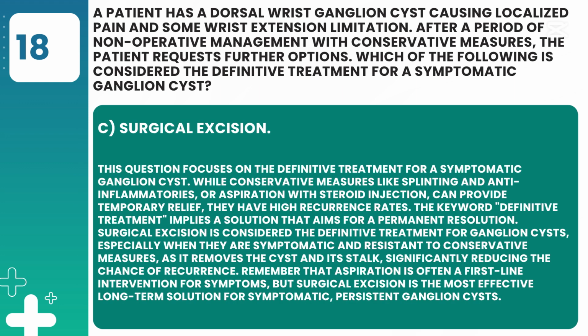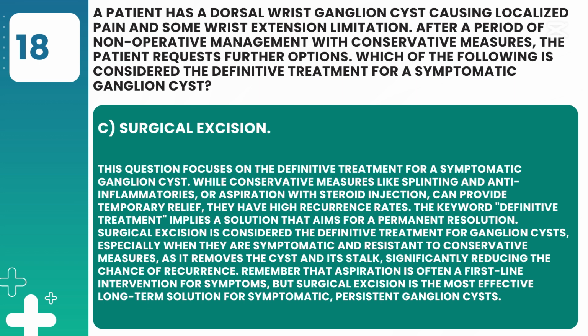Answer: C. Surgical excision. This question focuses on the definitive treatment for a symptomatic ganglion cyst. While conservative measures like splinting and anti-inflammatories, or aspiration with steroid injection, can provide temporary relief, they have high recurrence rates. The keyword definitive treatment implies a solution that aims for a permanent resolution.